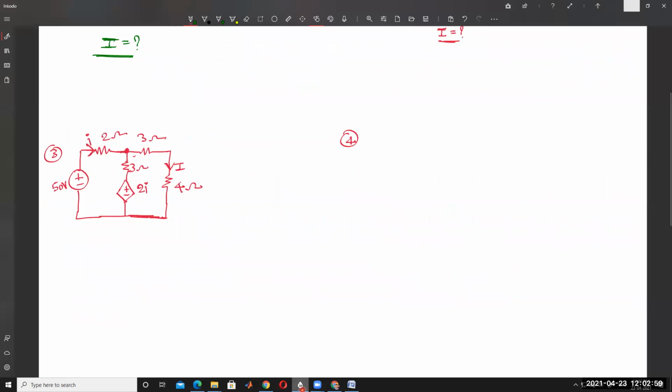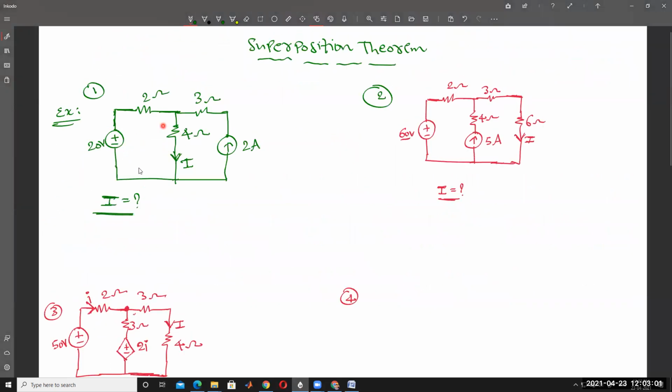For example, in this question, two sources are there: a voltage source and a current source. If you want to find the current here, first activate this source and deactivate this source and find the current I. Similarly, activate this source, deactivate this source, and find current I.